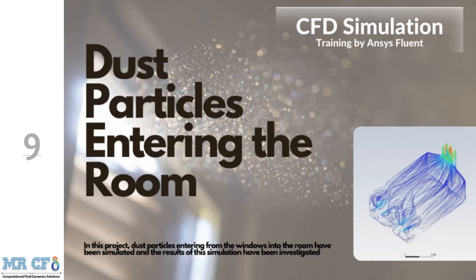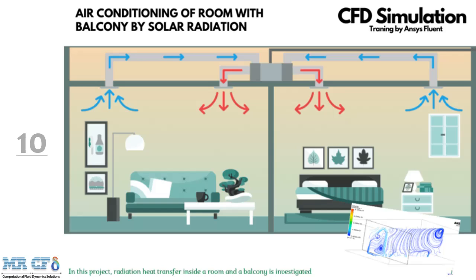Also, in this simulation, a two-way DPM model is used. Finally, as the last practical exercise, we consider radiation as one of the expertise products of the CFD training package. In exercise number 10, heat transfer inside a room and a balcony is investigated by ANSYS Fluent software. The balcony has a glass roof and one glass wall. Due to the radiation of the sunlight, both room and balcony become warmer, and natural convection plays an important role in circulating the flow inside these spaces.